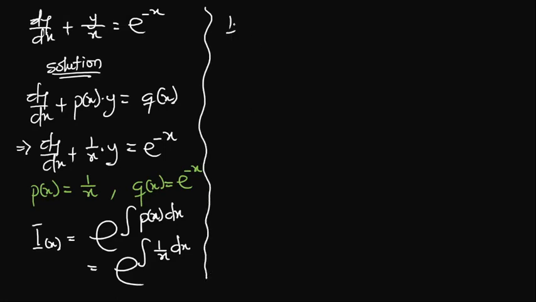From here, my I of x is equal to e raised to the power of the integral of 1 over x dx, which gives ln x. Now, if we have an e function raised to a power, we can bring the power in front of the e function. So let me rewrite that in a more suitable way.